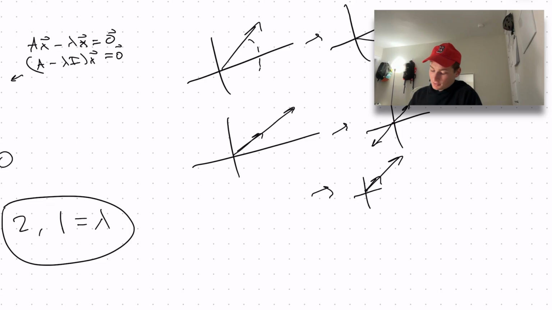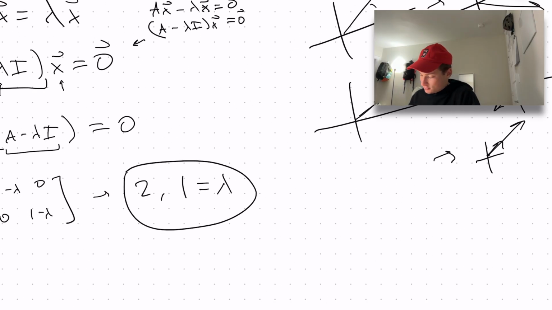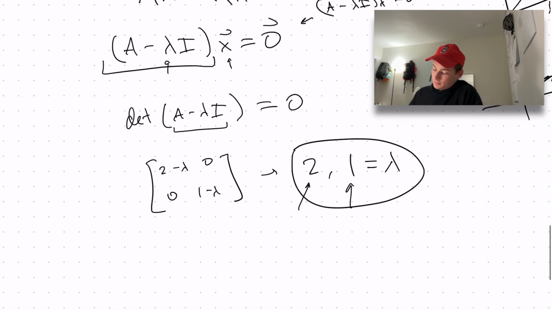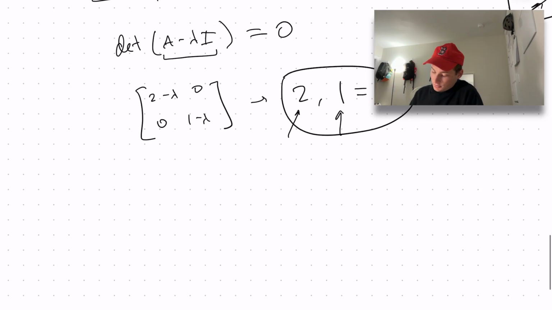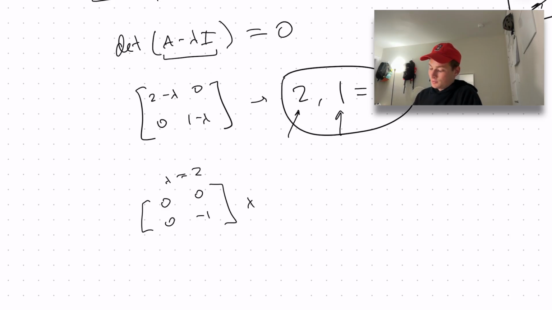Some vectors will be 2, some vectors will be 1. So then to get the vectors, you reconstruct the matrix like this. It's kind of weird looking. This is for lambda equals 2. And then you solve this equation, and that gives you all of the vectors.